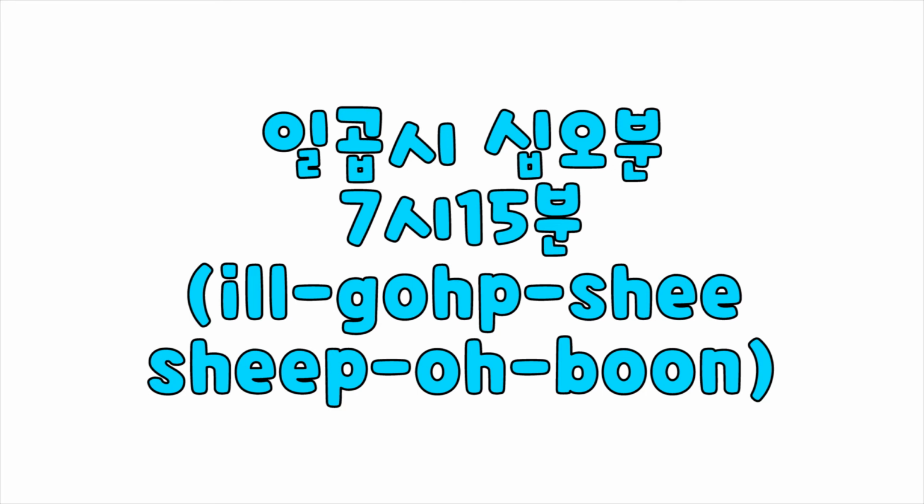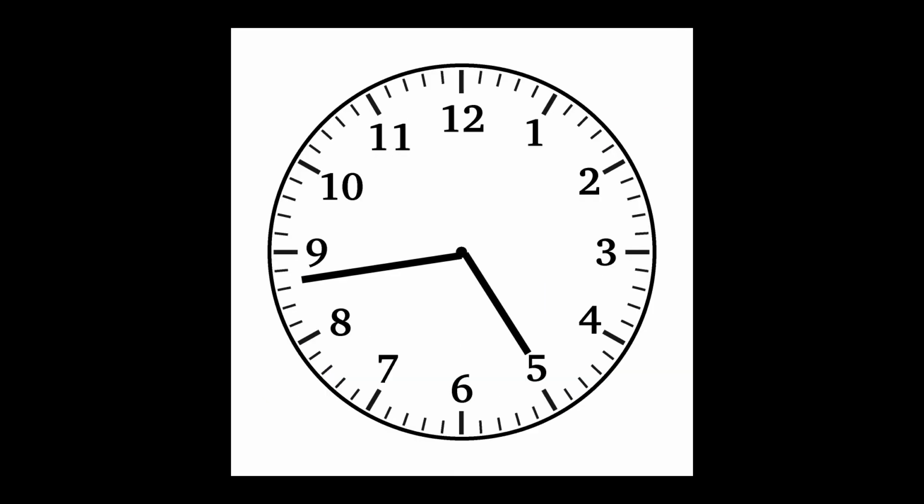Now, what about this next one? 지금 몇 시예요? If you said 7시 15분, then you are correct. This is 7:15. So when we add the O at the end of 10 is 15. So 7시 15분. Congratulations.